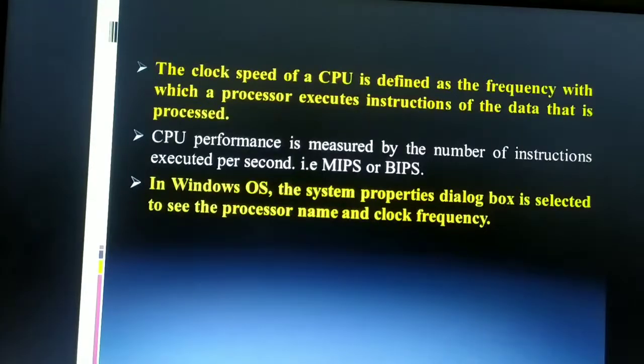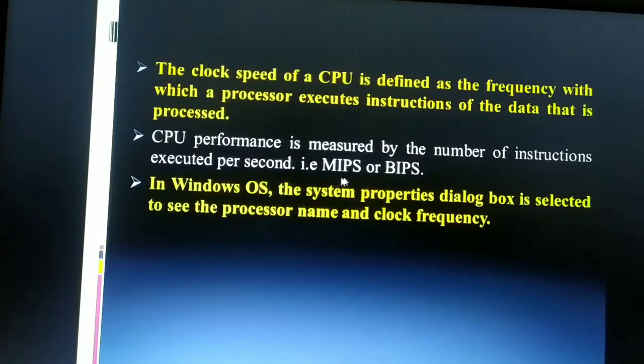Usually CPU performance is measured in terms of instructions executed per second. It might be executing millions of instructions per second or billions of instructions per second. MIPS stands for million instructions per second. Nowadays most PCs come with a clock speed of more than 1 gigahertz. If your CPU is any model, i3, i5 or i7, depending upon how many instructions are being executed per second, you can measure the CPU performance.